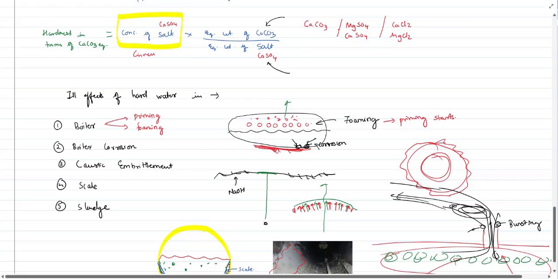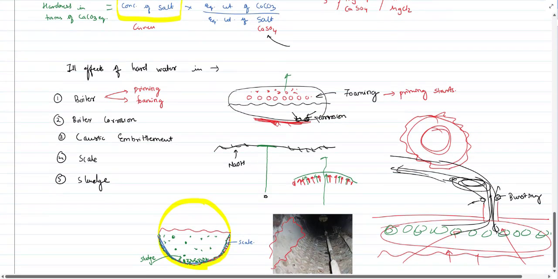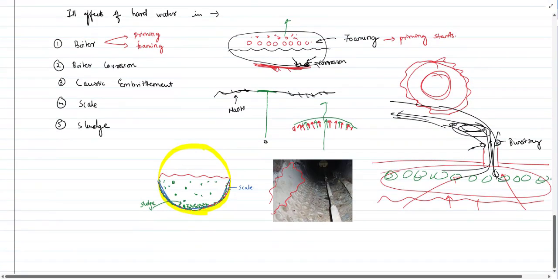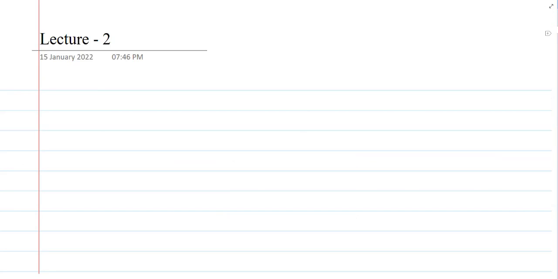So we specifically talked about the use of this water in boilers. How priming and foaming is induced because of hard water in boilers. How does it cause boiler corrosion? How does caustic embrittlement actually take place? And what is the actual meaning of scale and sludge, and why does it take place? As we went through yesterday in great detail.